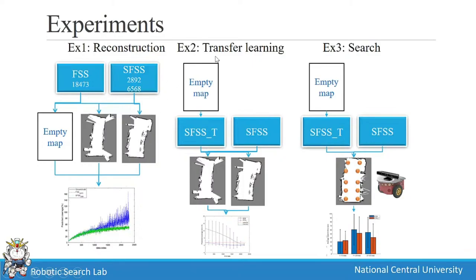The second experiment is a transfer learning experiment. For the transfer learning algorithm, the initial Fourier coefficient is learned from an empty map. For the Fourier SFSS approach, the initial Fourier coefficient is just a zero vector. Then we compare their performance in two different maps. The third experiment is a search experiment. We have the same setting as experiment 2, but the difference is that the environment is map 4, and we use a robot for search. The robot will try to search for targets within 30 trials. Then based on the search time, we can compare which one's performance is better.